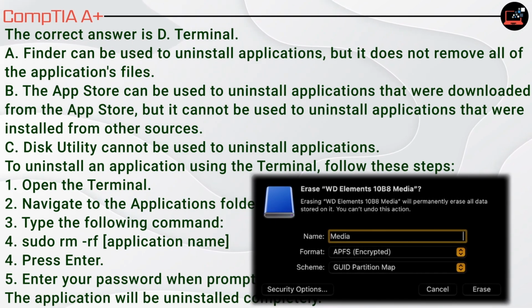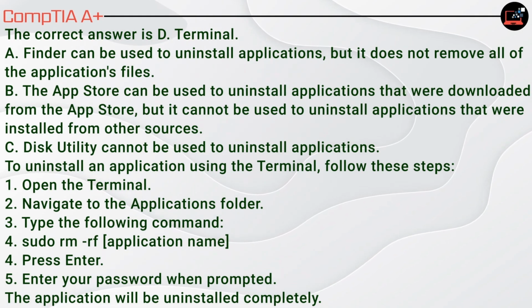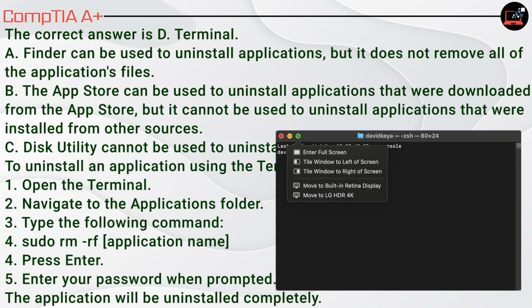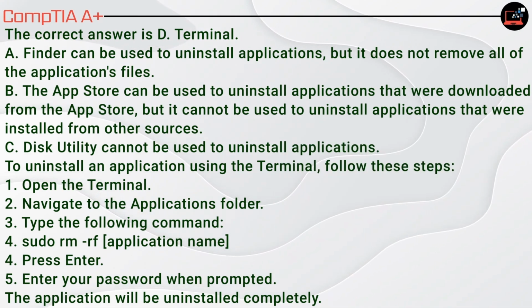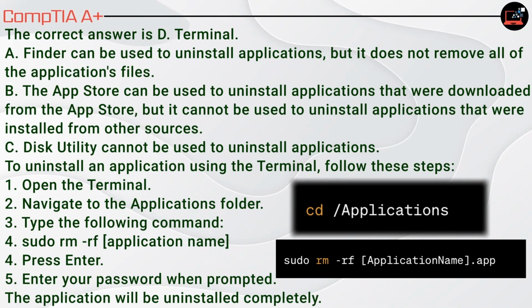To uninstall an application using the terminal, follow these steps. 1. Open the terminal. 2. Navigate to the applications folder. 3. Type the following command: sudo rm -rf application name. 4. Press enter. 5. Enter your password when prompted. The application will be uninstalled completely.